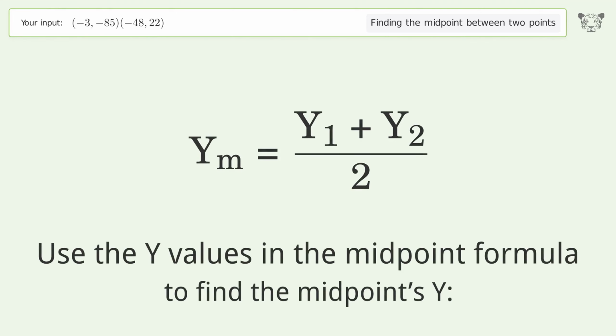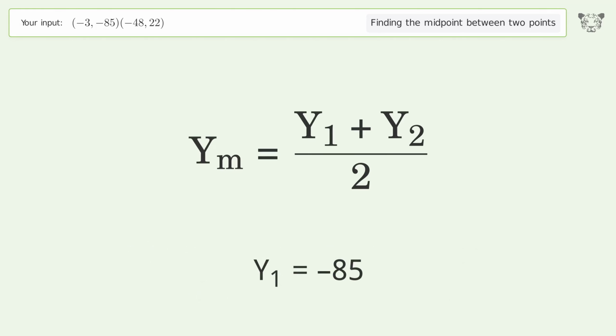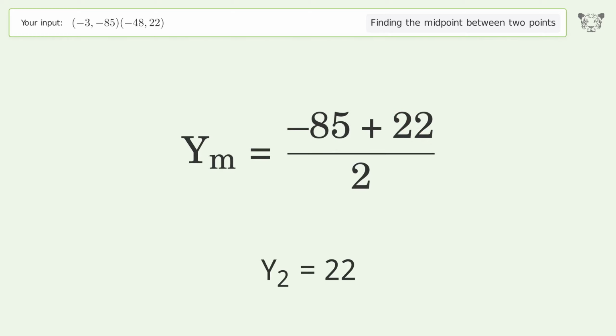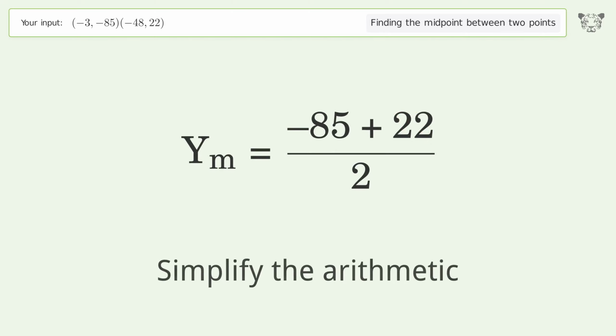Use the y values in the midpoint formula to find the midpoint's y. y1 equals -85. y2 equals 22. Simplify the arithmetic.